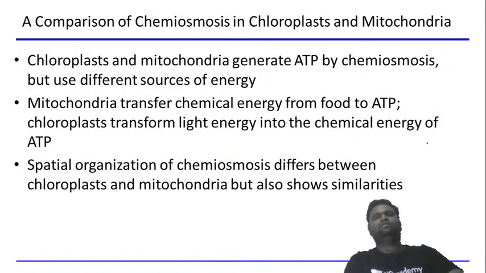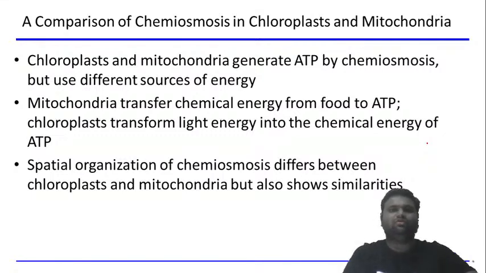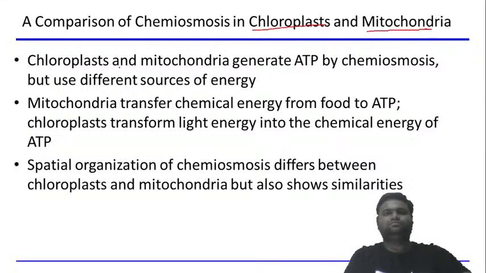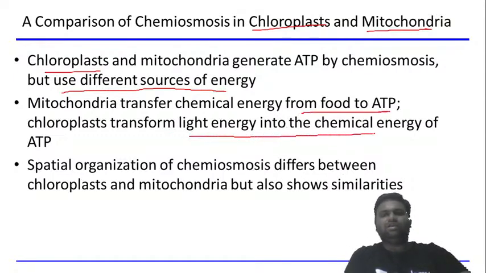So here is a comparison of chemiosmosis in chloroplast and mitochondria. Chloroplast and mitochondria generate ATP by chemiosmosis but use different sources of energy. Mitochondria transfer the chemical energy from food to ATP, and chloroplast transform the light energy into chemical energy of ATP.